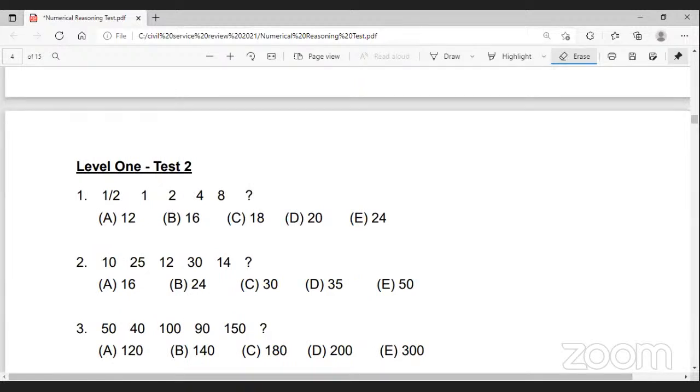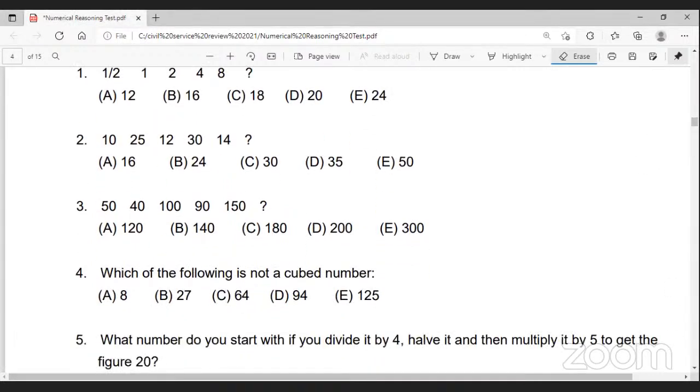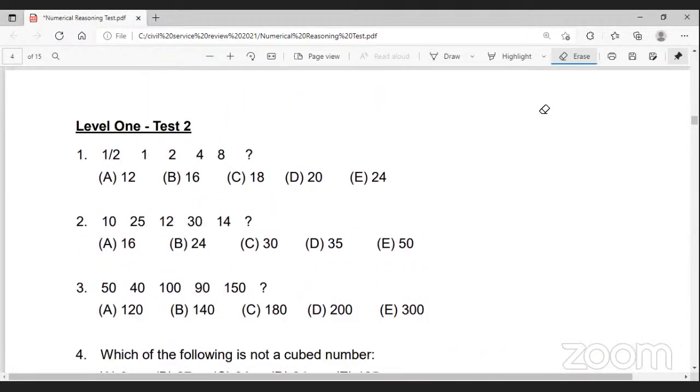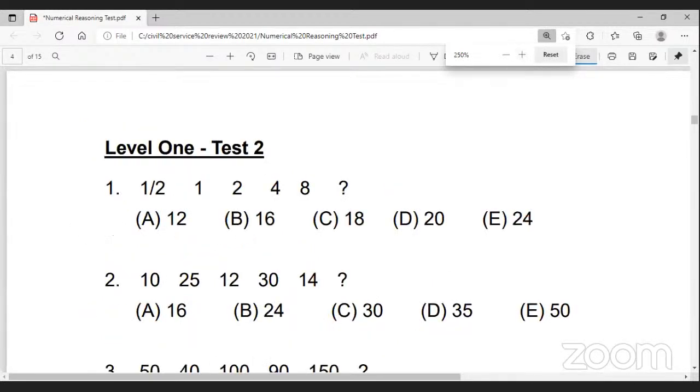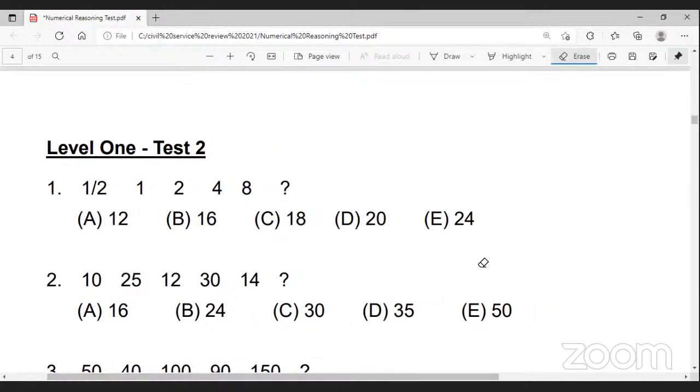16, ma'am, number 1. Miss Jem, 16. Okay. What pattern did you discover, Miss Jem? What operation is consistently being used from one term to another term? Multiplication, ma'am. Multiply by 2. Okay, yes, I agree.